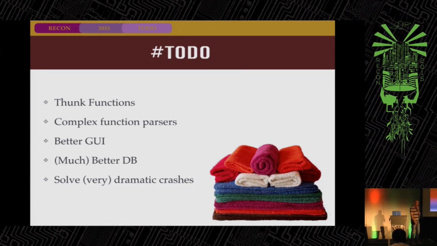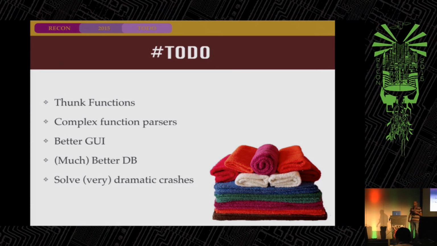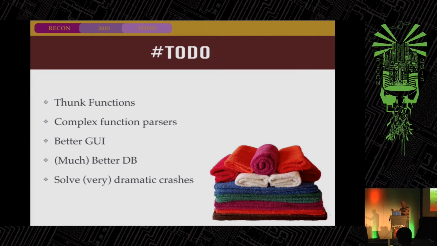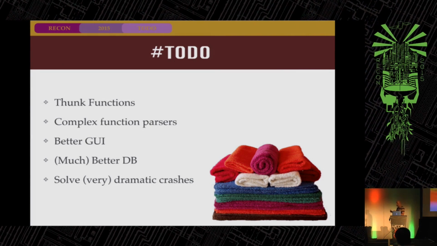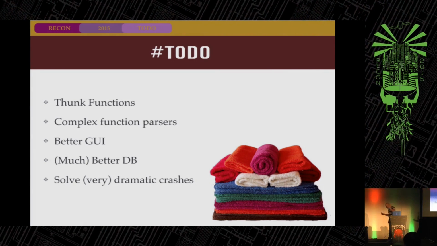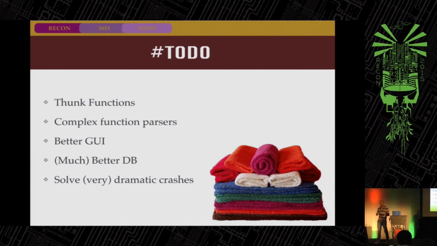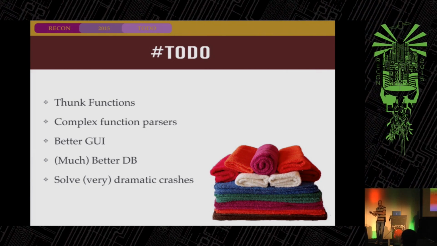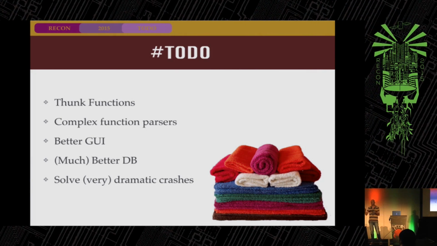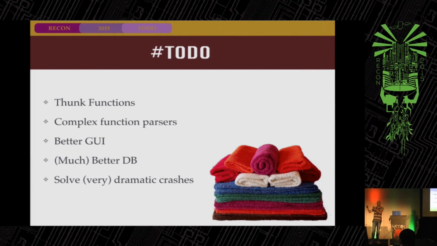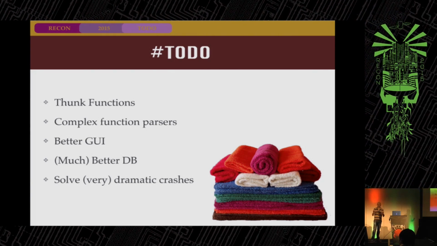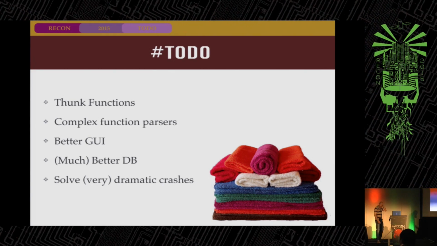Another thing is complex function parsers, because what we do now is just take the function arguments and parse them one by one. But that might not always be sufficient. There could be another case when we would like to take the value of one argument and use that value as an input to another argument. Like if we have some kind of size argument, and then we want to pass that size to another argument, then this must be implemented in some kind of a complex function parser.